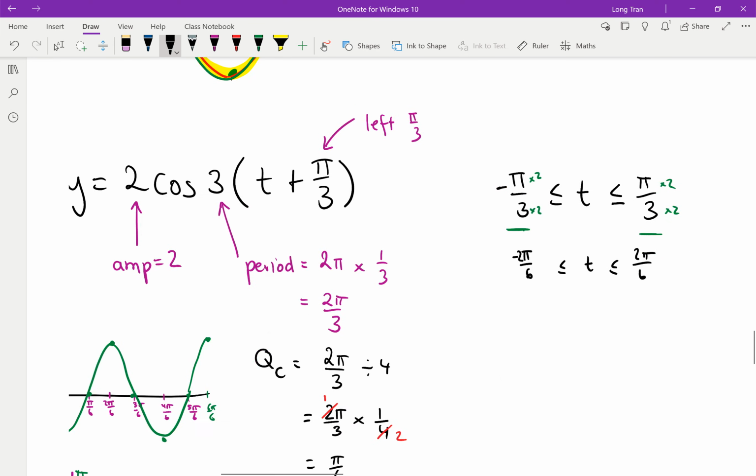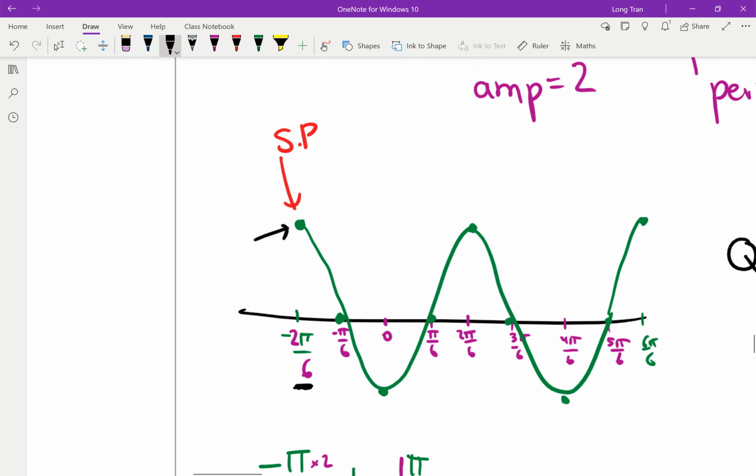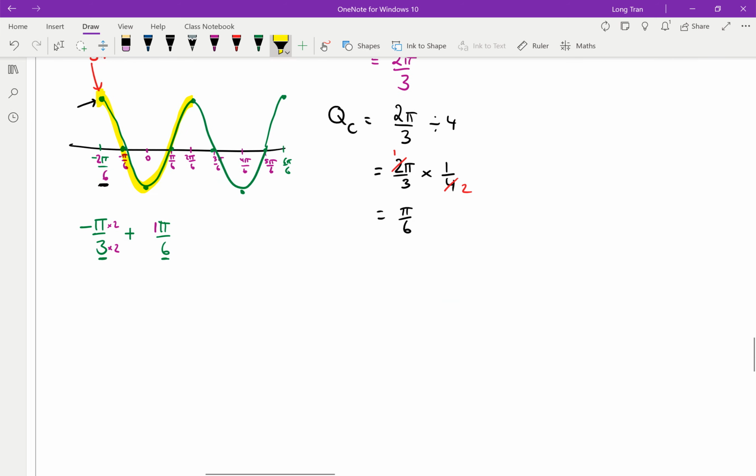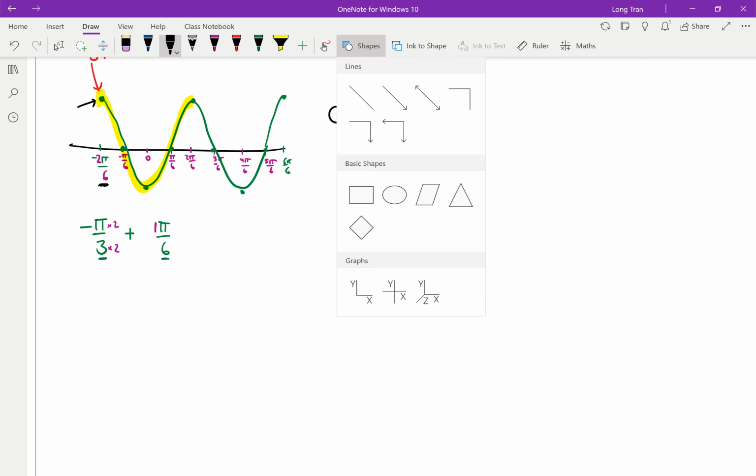And that's really easy because look at it. I know where negative 2 pi on 6 and 2 pi on 6 is. It literally is here. Negative 2 pi on 6, carry all the way through to 2 pi on 6. Look at that. Okay, so if I were to really put it all nicely into a graph, can you see how easy it is once you had your quarter cycles?